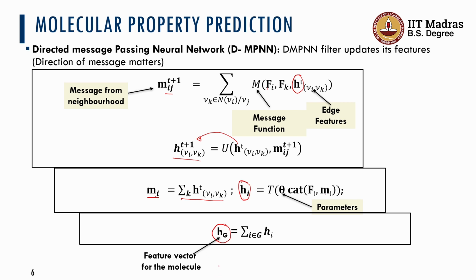Hence, in a directed message passing neural network, we actively use edge features as well as direction of representation, and we update our message to the ith node, and then get Hi, and then sum over all the Hi to get a feature vector for the molecule.